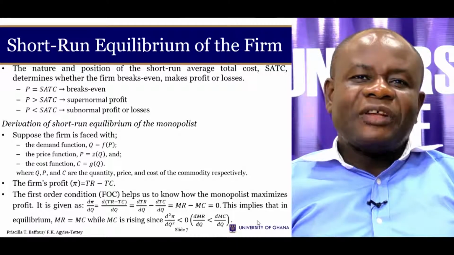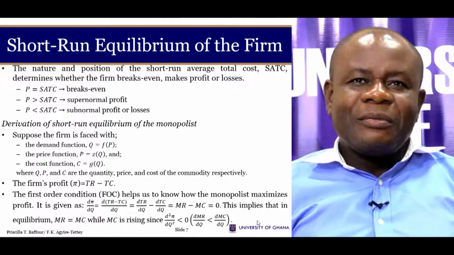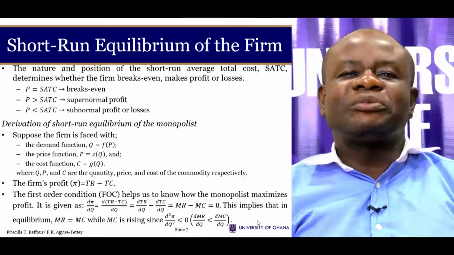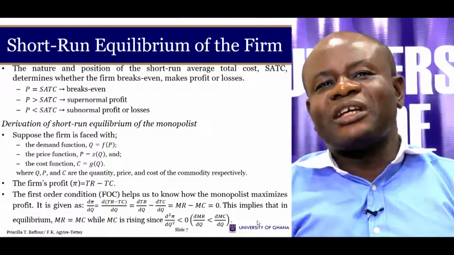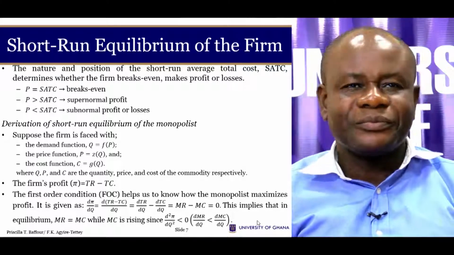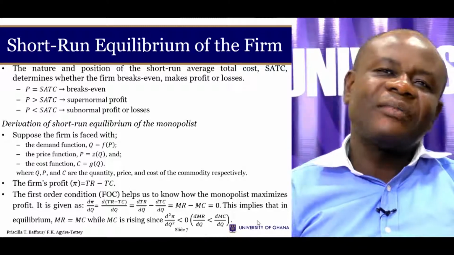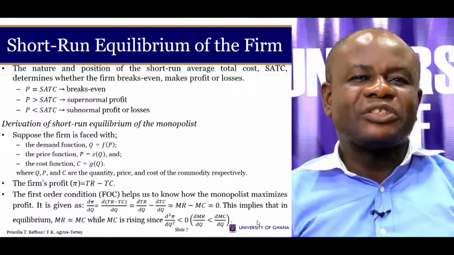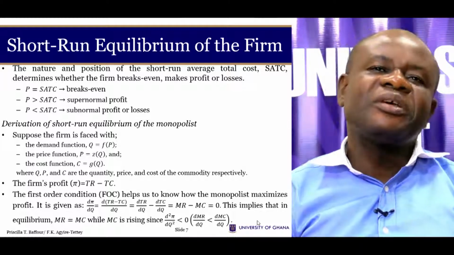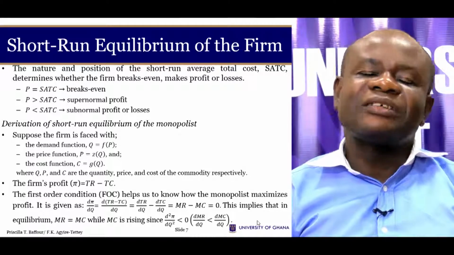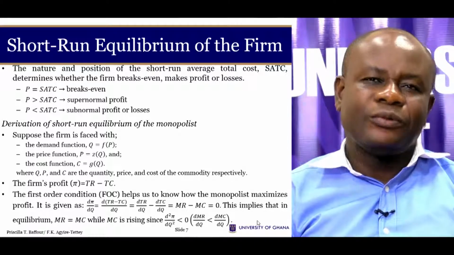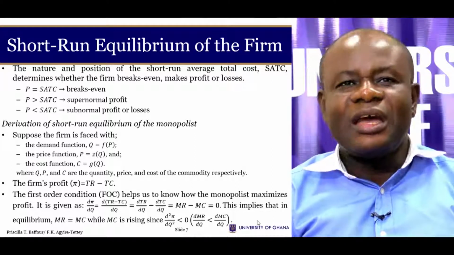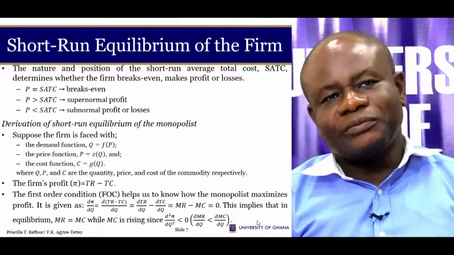Now, we can derive the short-run equilibrium by having a demand function. So let's start with our demand function and assume that our demand function is Q as a function of P. We can make P the subject of the equation, and our inverse demand function is going to be P equals Z as a function of Q. And our cost function, we are going to say is C as a function of Q.